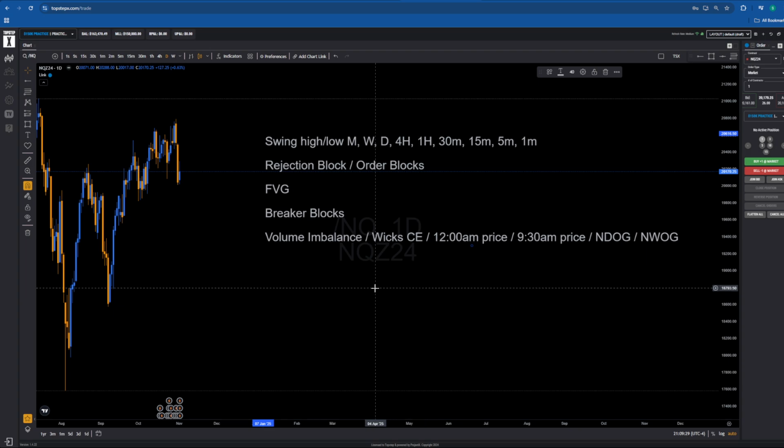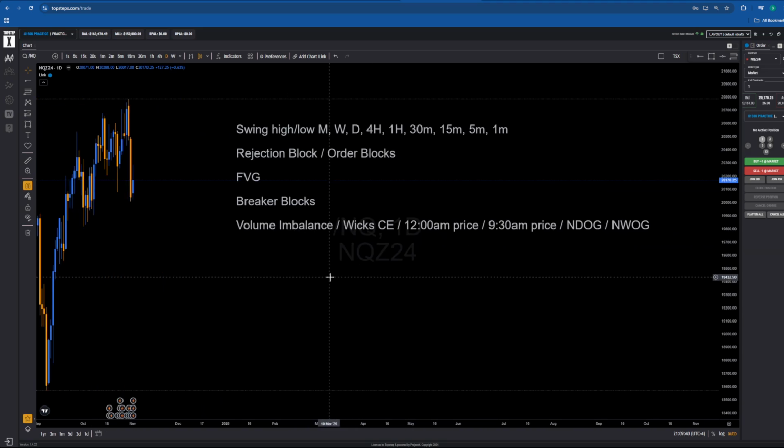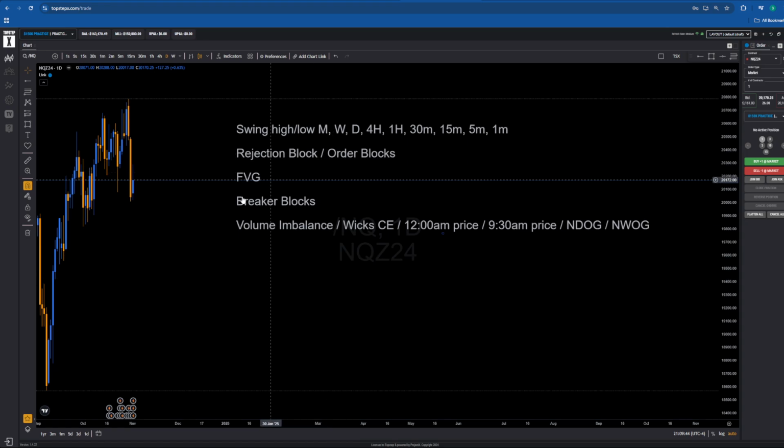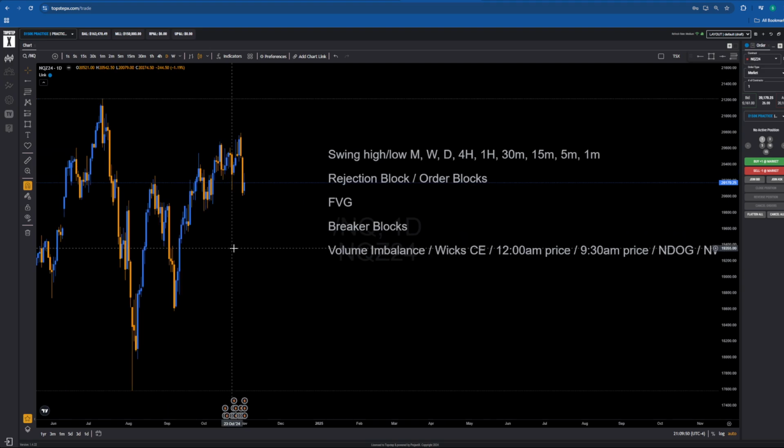Any market I'm trading, whether it is NASDAQ, gold, crude, or Indian markets, I try to focus on these concepts. One day before, I have these levels marked, and wherever I get a reaction, I try to take the trade.